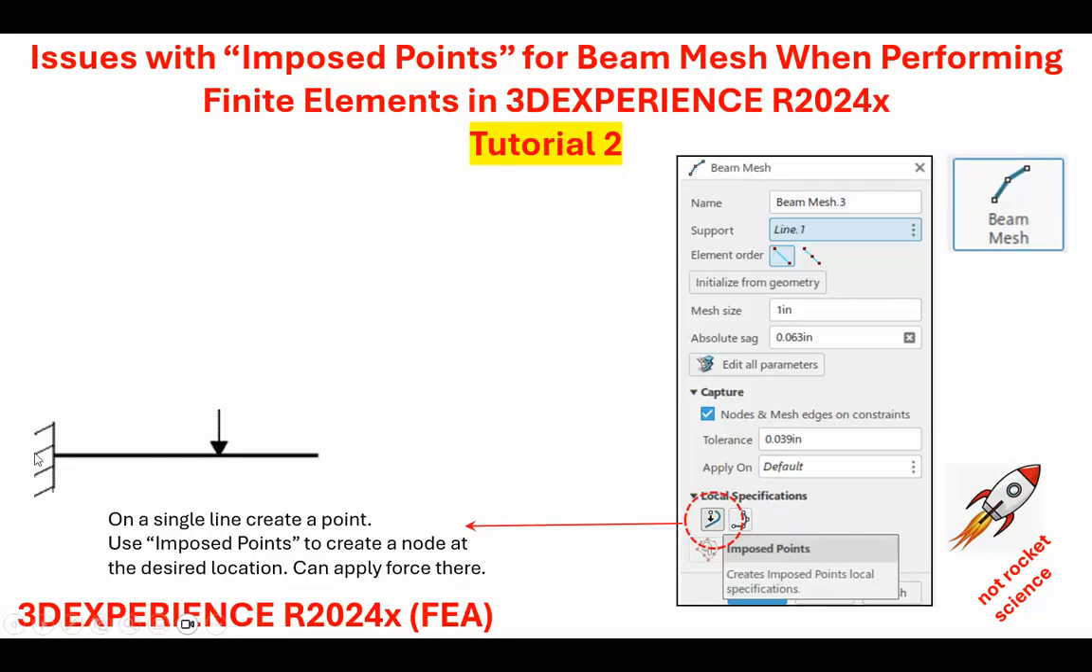Create a line, create a point, and later on, when you mesh it, select the line and also click on that and select the point, and that is supposed to guarantee that there's going to be a node there. I will show you that there are some issues with that.